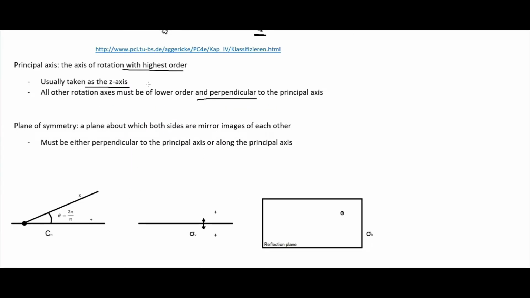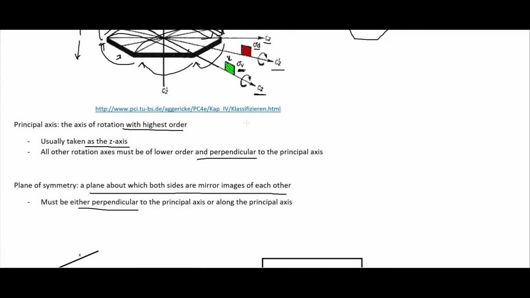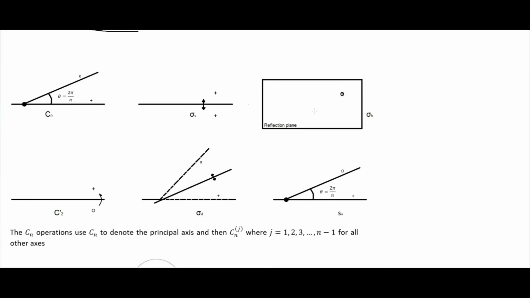But anyway, so plane of symmetry. The planes of symmetry are planes about which both sides are mirror images, and they must be either perpendicular to the principal axis or along the principal axis. So we see it's these sigma h's that will always be perpendicular to the principal axis, where these sigma v's and sigma d's have a plane that splits that principal axis right in half along the entire length of the thing. And so these are the different kinds of symmetry elements we have.